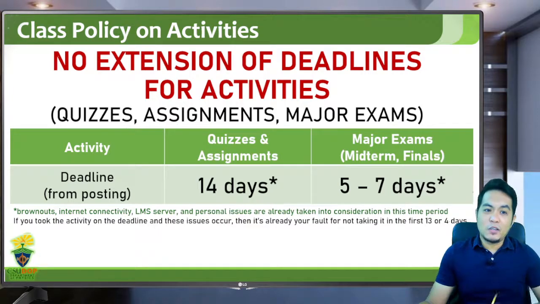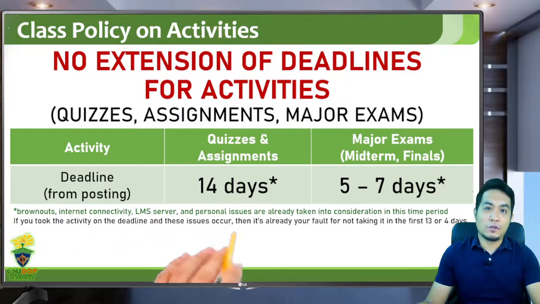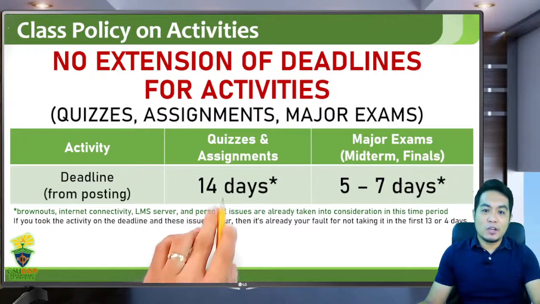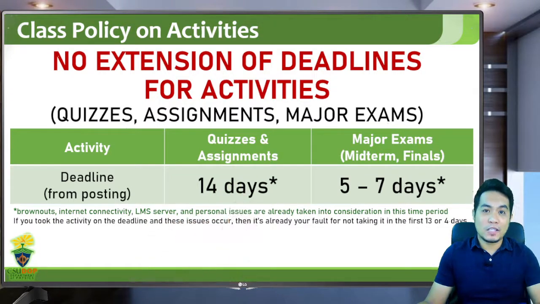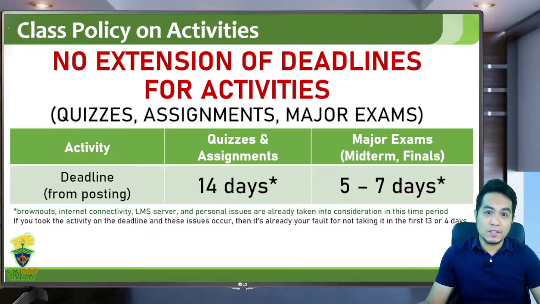If you only took the activity on the last day, on the deadline, and these issues happen, your internet connection got lost, or the LMS server went down, or you have personal issues, then that is already your fault for not trying to take the activity in the first 13 days in the case of quizzes and assignments, or in the first 4 or 6 days in the case of major exams. So again, I will repeat, there will be no extension of deadline for activities.